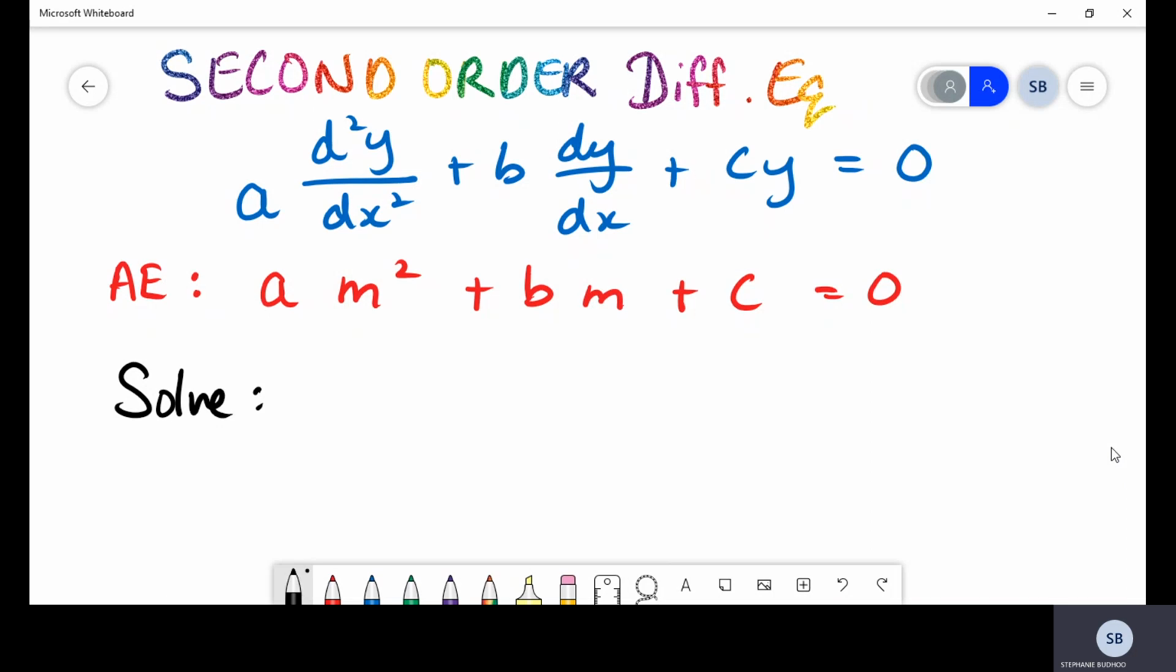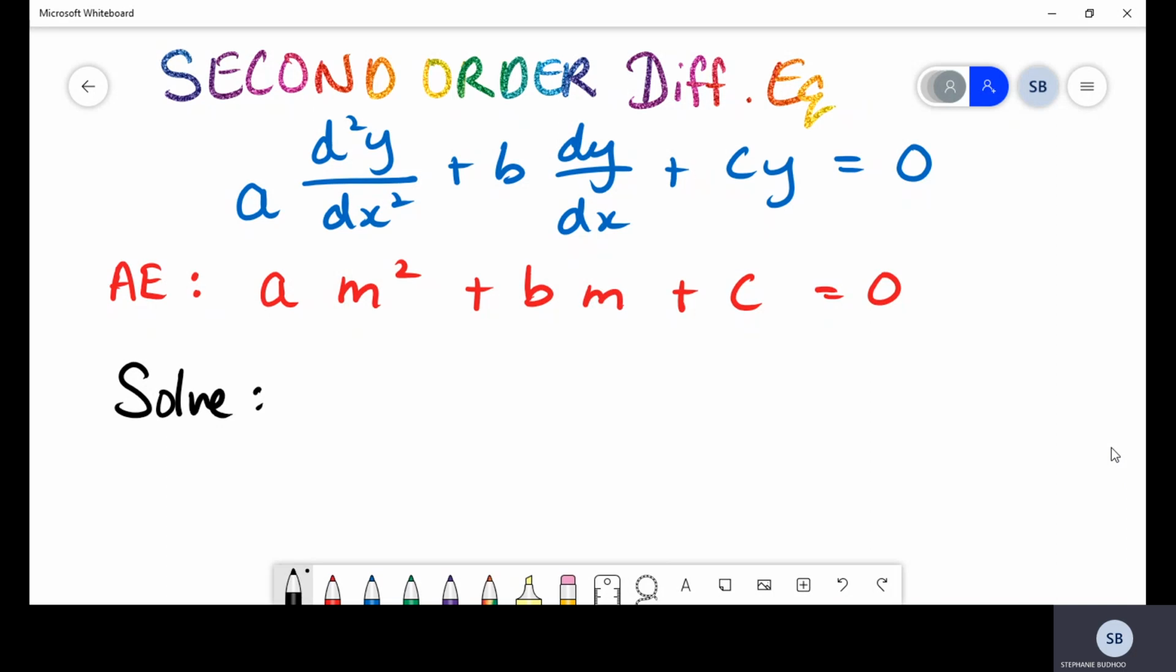As you can recall from last session, the second order differential equation is given in the form a d2y/dx squared plus b dy/dx plus cy equals 0. For it being equal to 0, that means it's a homogeneous differential equation. The first thing you need to consider when solving second order differential equations is to have an auxiliary equation, which is always given in the form a m squared plus bm plus c, where a, b, and c are the coefficients in your equation.